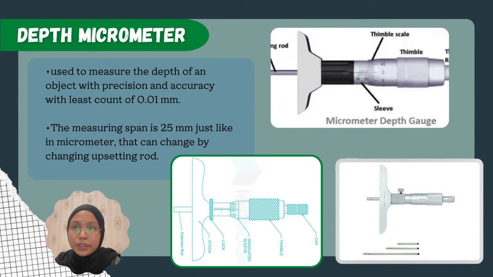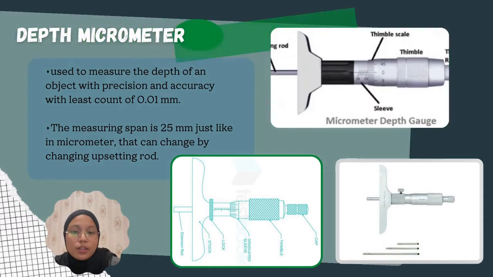Depth micrometer is used to measure the depth of an object with precision and accuracy with least count of 0.01 millimeter. The measuring span is 25 millimeter, just like in micrometer, that can change by changing the offsetting rod.